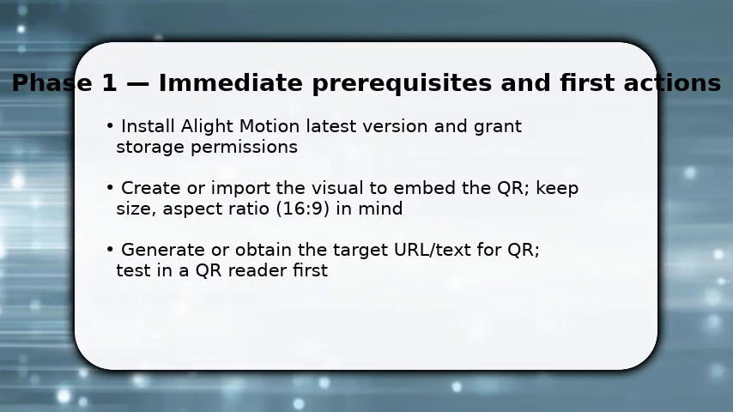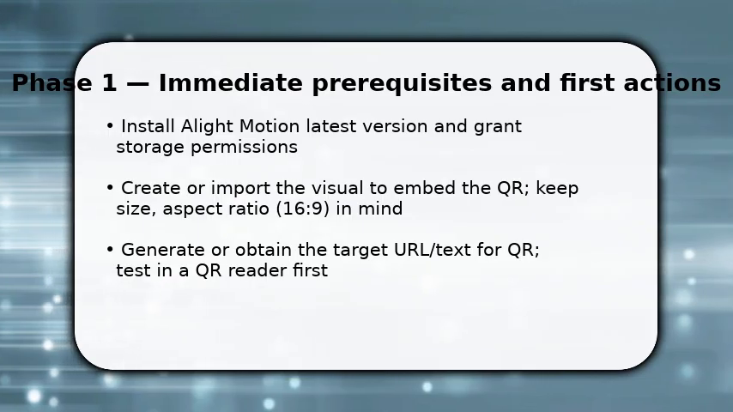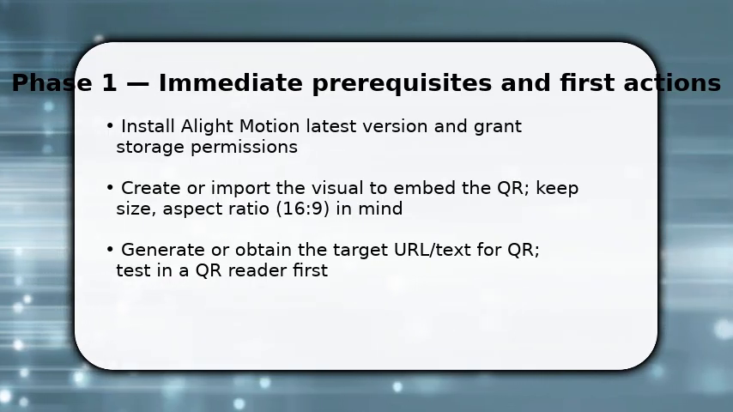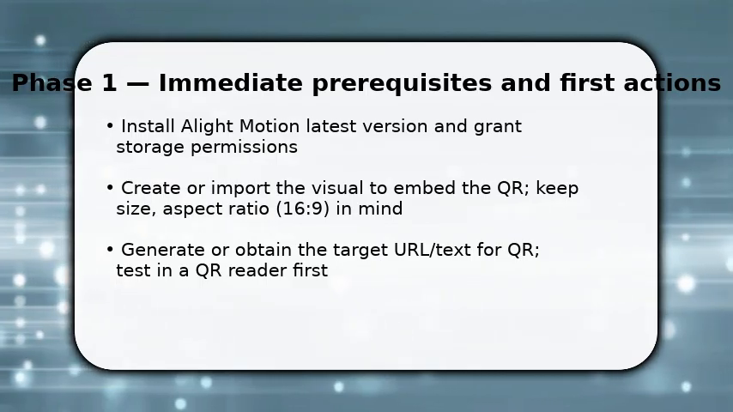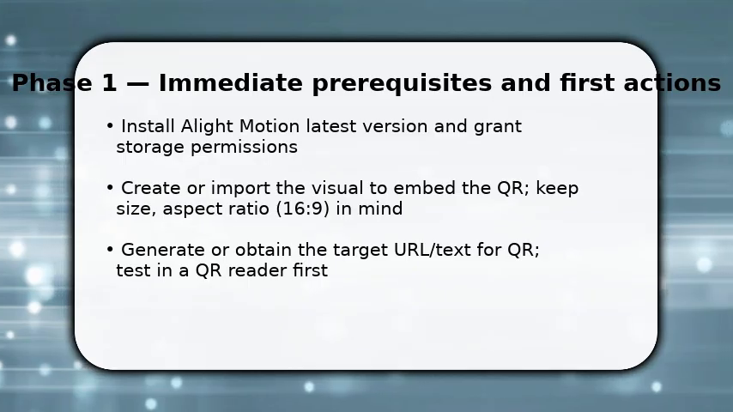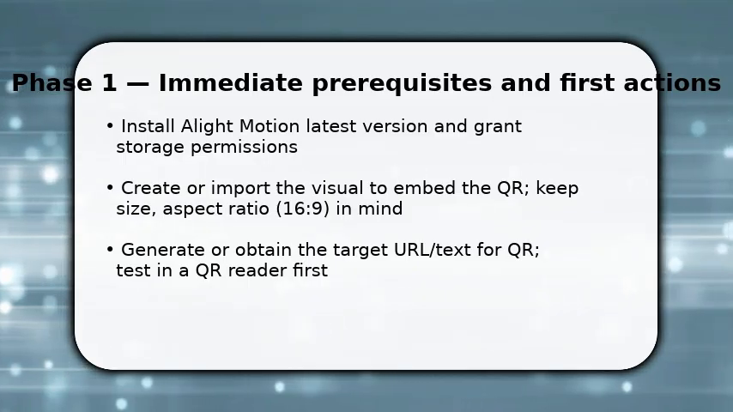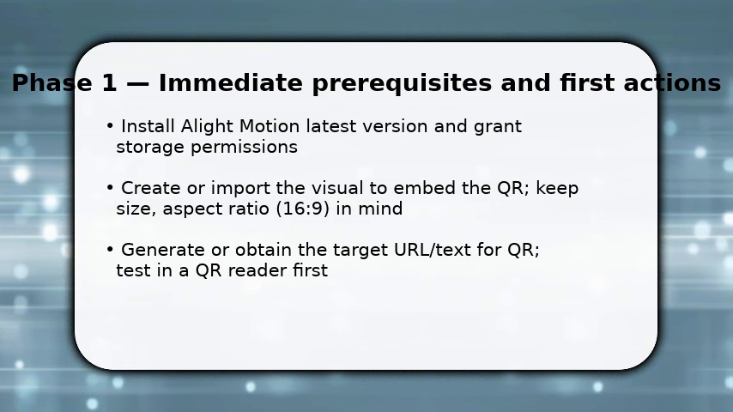Next, create a new layer or import an image placeholder sized for the QR. Make sure scale and aspect ratio match your layout. Once done, position that layer where the QR will appear. This first setup saves rework later and ensures the QR is legible on screen.